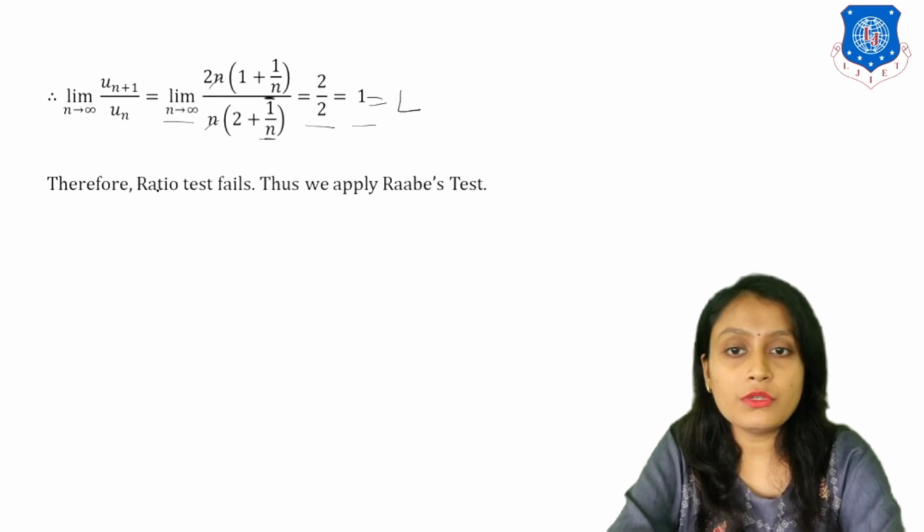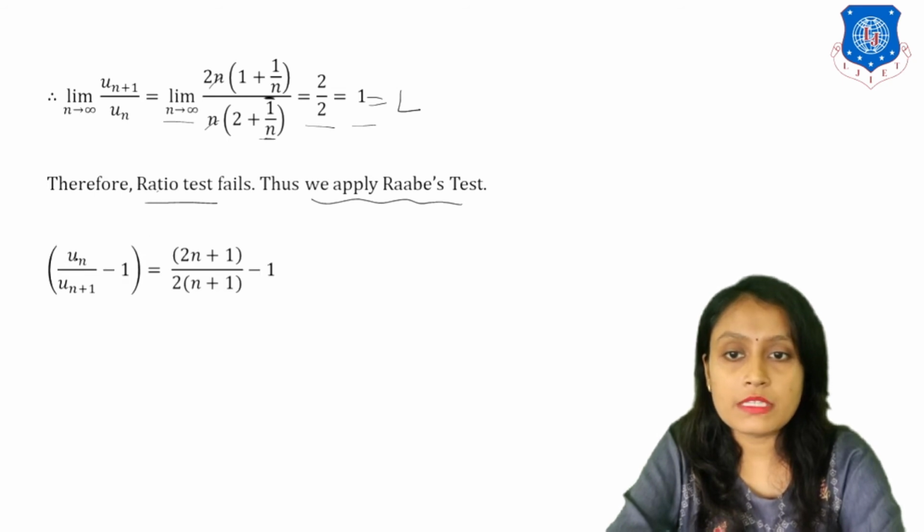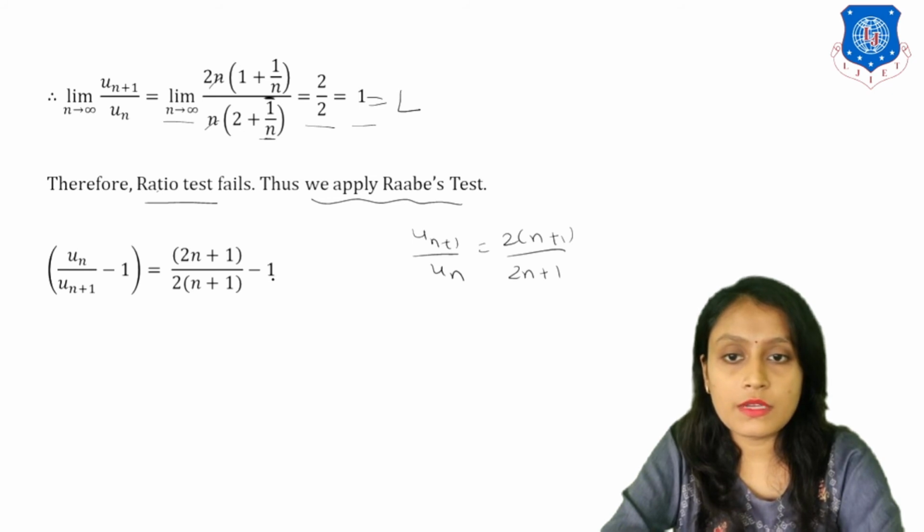So this ratio test fails for L equal to 1, right? So we will apply Raabe's test. Now for Raabe's test, we have to find firstly this term, that is un upon un plus 1 minus 1. Now we already have this un plus 1 upon un as 2 into n plus 1 upon 2n plus 1. Okay, so just reverse it. So you will get 2n plus 1 upon 2 into n plus 1 minus 1.